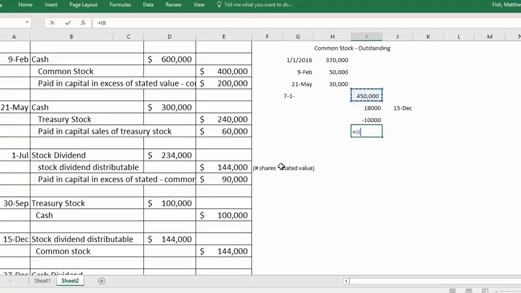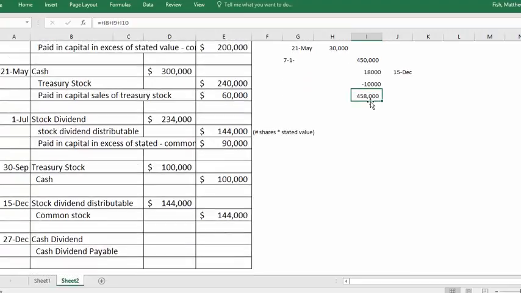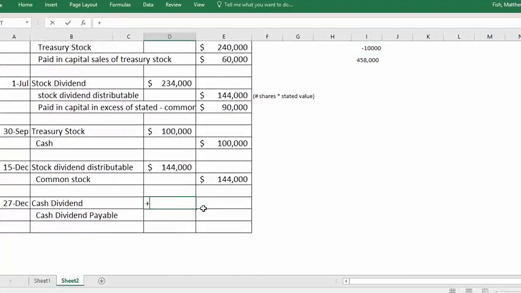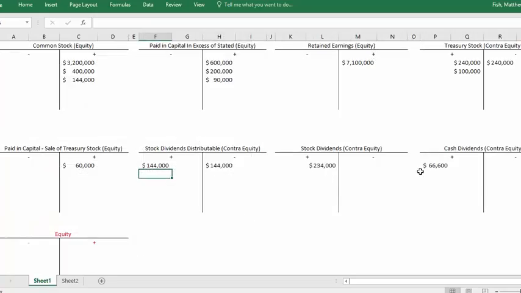So the total shares that actually get the cash dividend is 458,000, because remember, we don't pay cash dividend to the treasury shares. So 458,000 shares times 20 cents. So I should make sure I post this right away. So to the cash dividend account is 91,600.